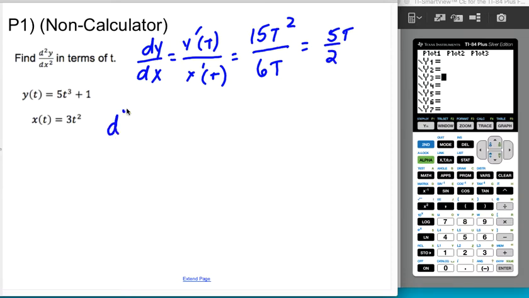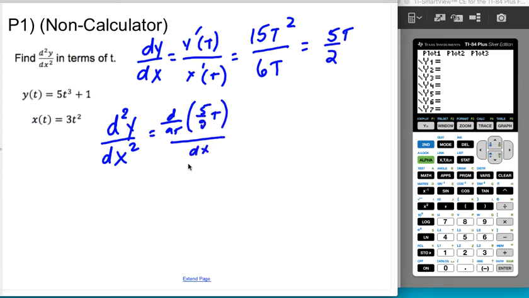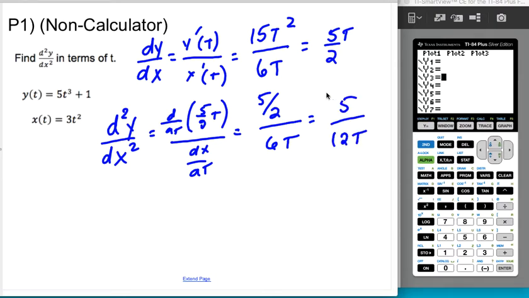That means that my d squared y dx squared is going to be the derivative with respect to t of the thing I just found, so the 5 halves t, right, divided by dx dt. So that's going to be a 5 halves on top of a 6t, right? So when I clean this up a little bit, I'm going to end up with a 5 over 12t. That's my second derivative with respect to x.